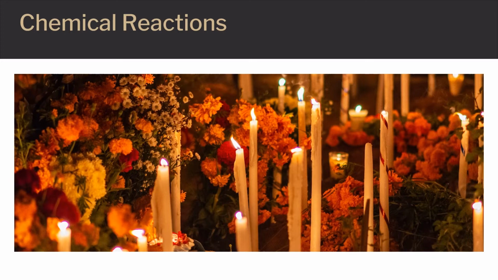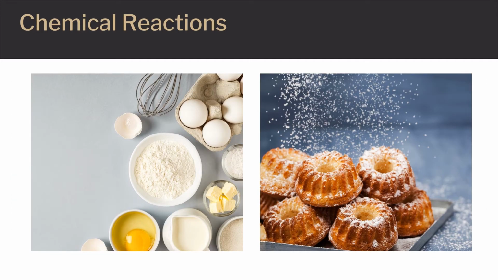A chemical change occurs because of a chemical reaction. What is a chemical reaction? A chemical reaction occurs when one or more substances react to create another substance. For example, a cake is made up of different ingredients, such as eggs, flour, butter, and milk. When you combine these and bake them, they create a cake. This is a chemical reaction.